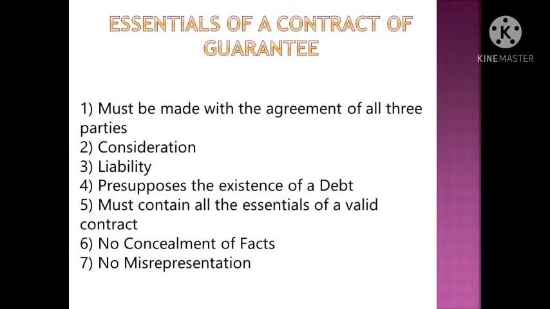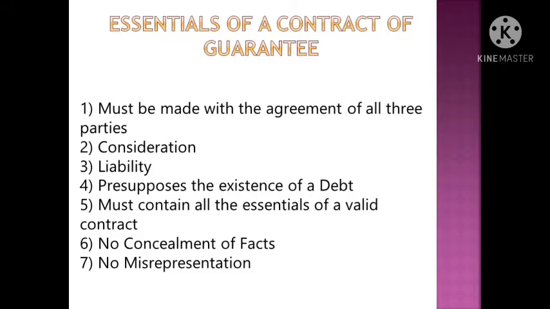So first let us understand what are the essentials of the contract of guarantee. First, there must be an agreement of all the three parties. All the three parties, that is the principal debtor, the creditor and the surety, must agree to make such a contract with each other. Second is consideration.